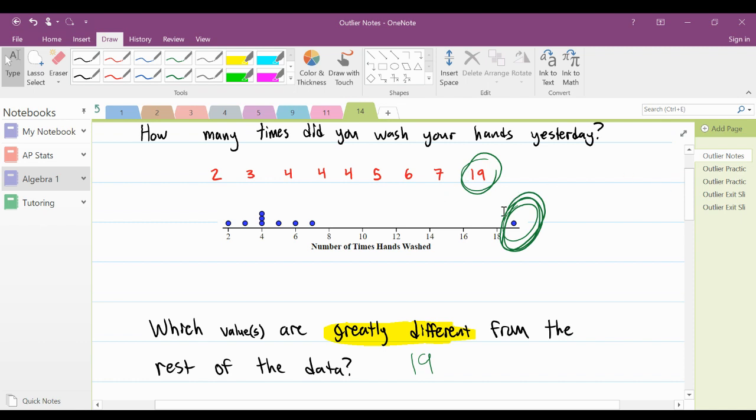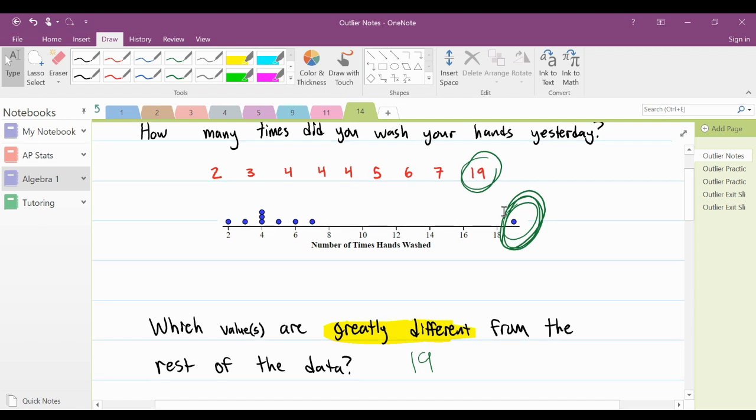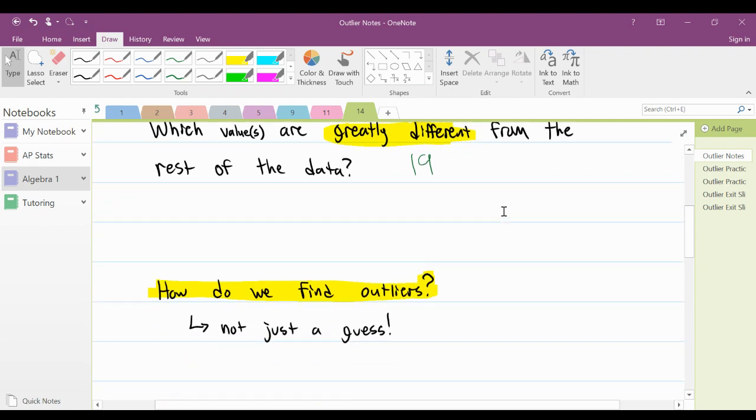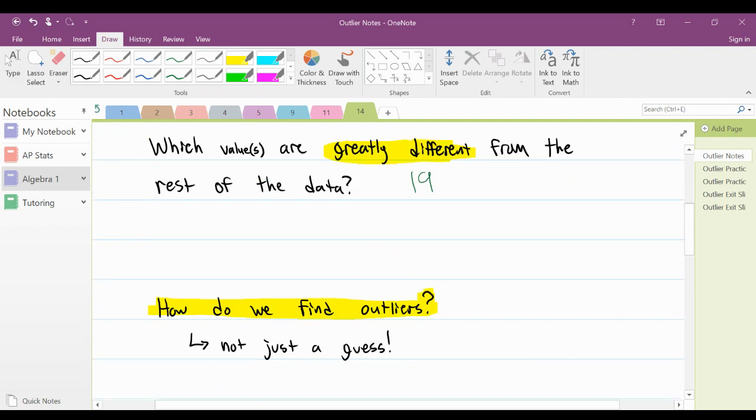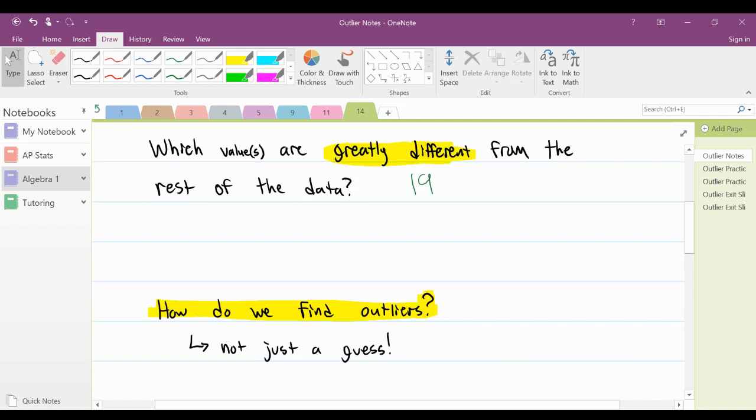So we're going to talk about what is that 19 in this data set and what we can do with that. 19 is a value that is greatly different from the rest of the data. This is known as an outlier.